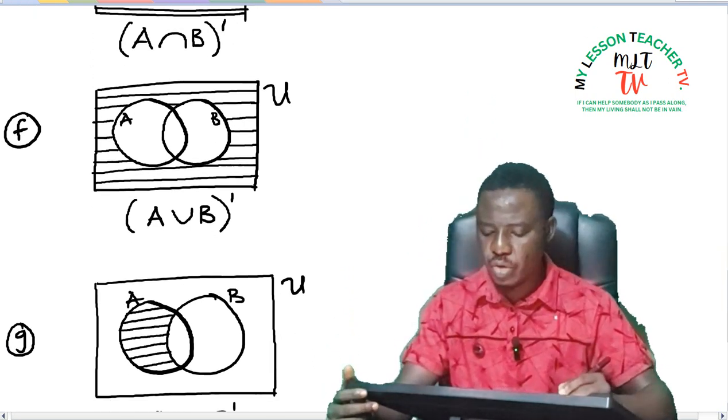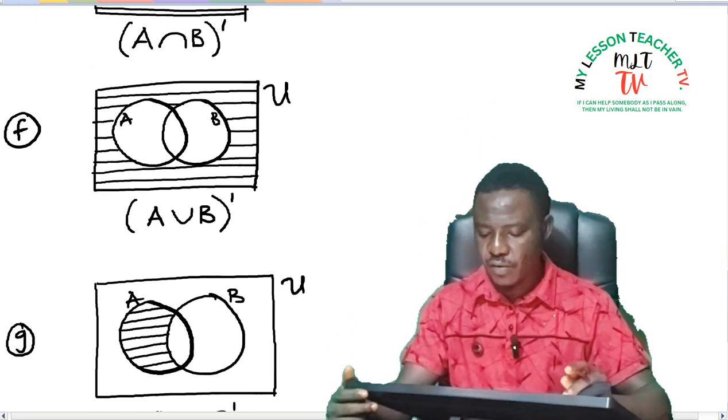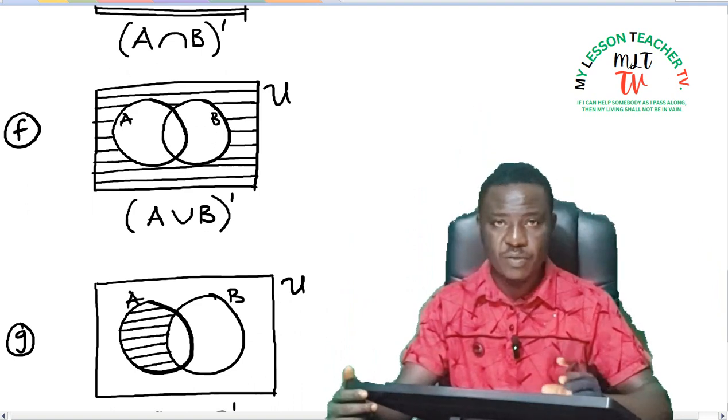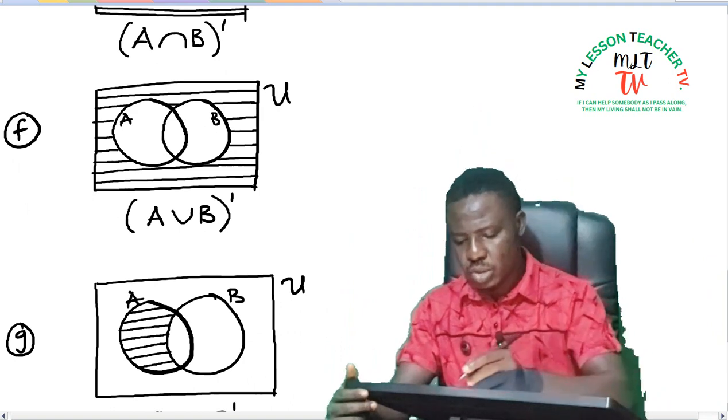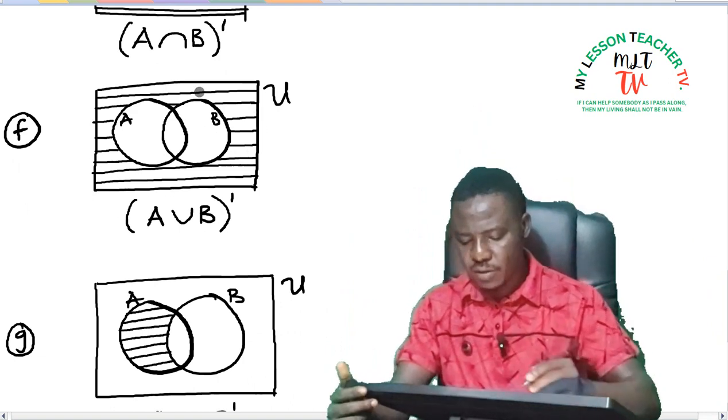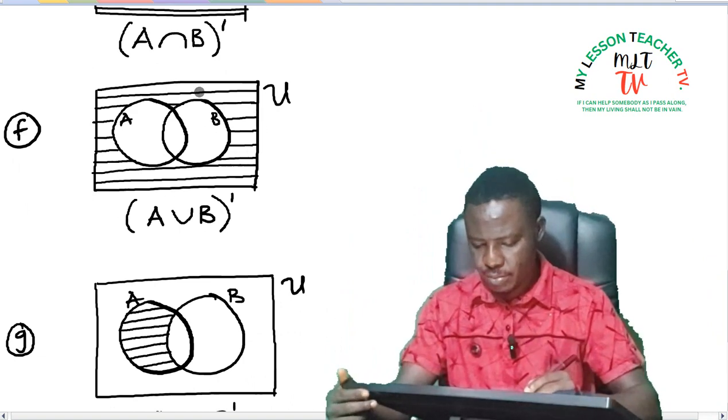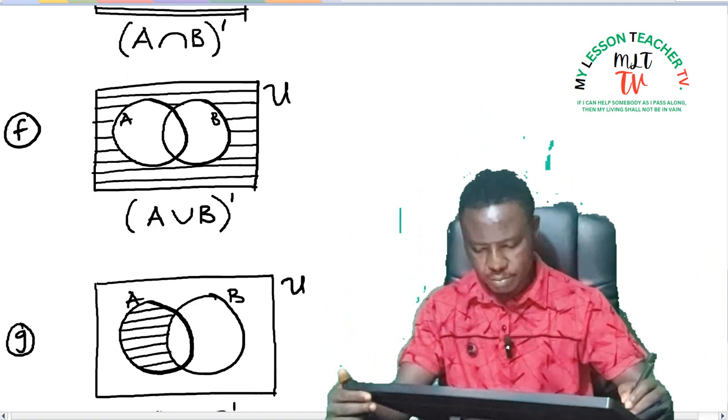F, we have A union B prime, elements you can find in the universal set, but cannot be found in either A or B. So this shaded region signifies A union B prime or complement.